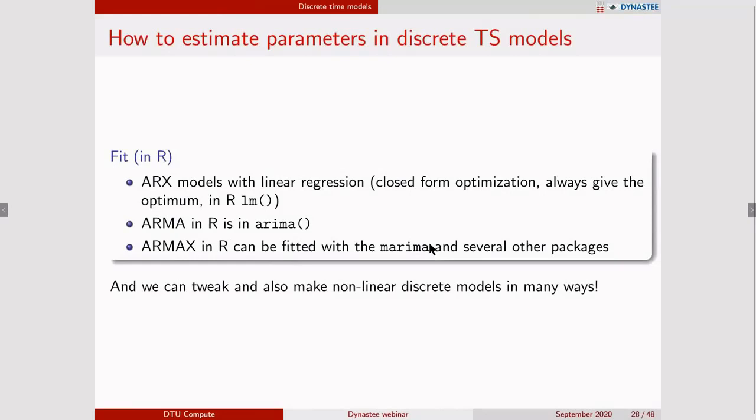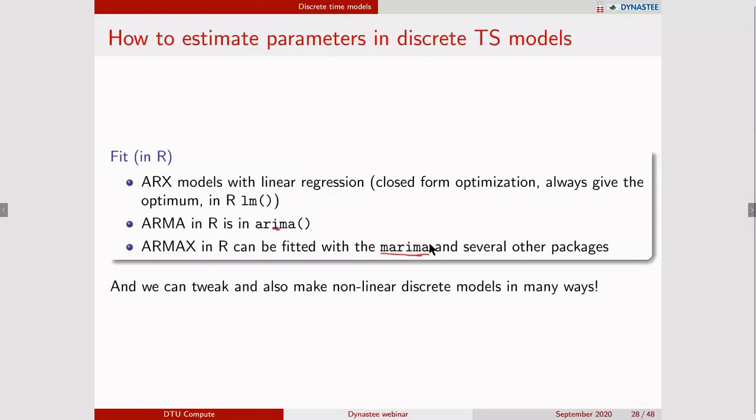R has a function called arima where you can fit ARMA models and also actually have the I, which stands for integration and different things, so you can do that with the arima function, but it has some problems when you want to include external variables. So there, to do it the right way, you have to use some other packages, one called Marima, which an old guy from DTU made, or there are other packages which you can search and find. They are all free and available in R.